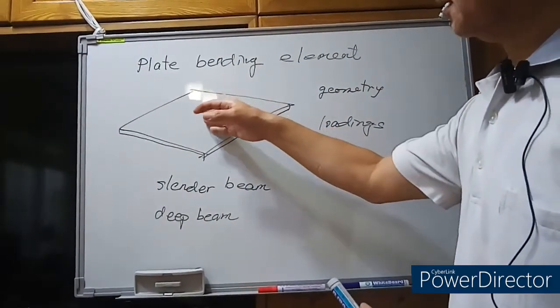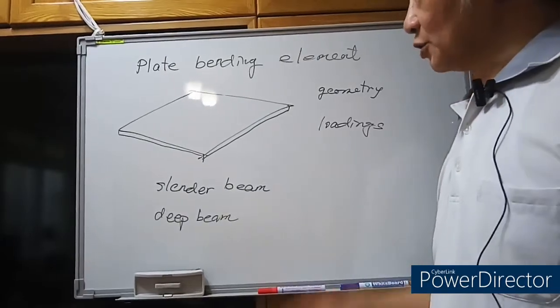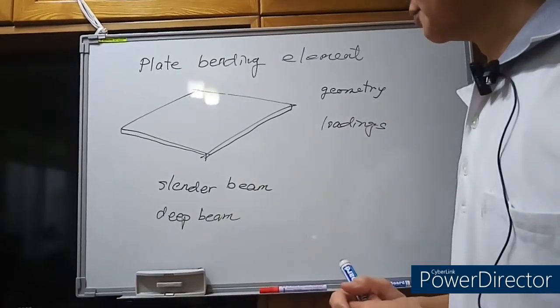Moving to the plate bending problems, we also have two different models. One is called the thin plate.